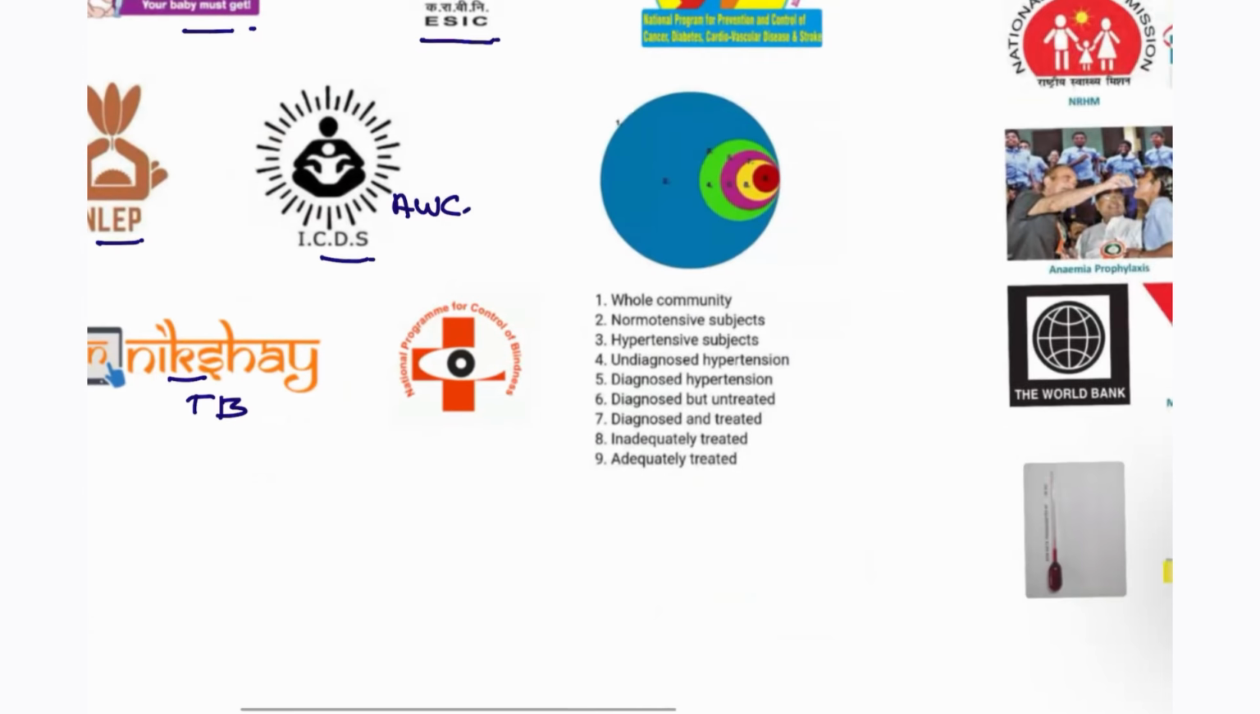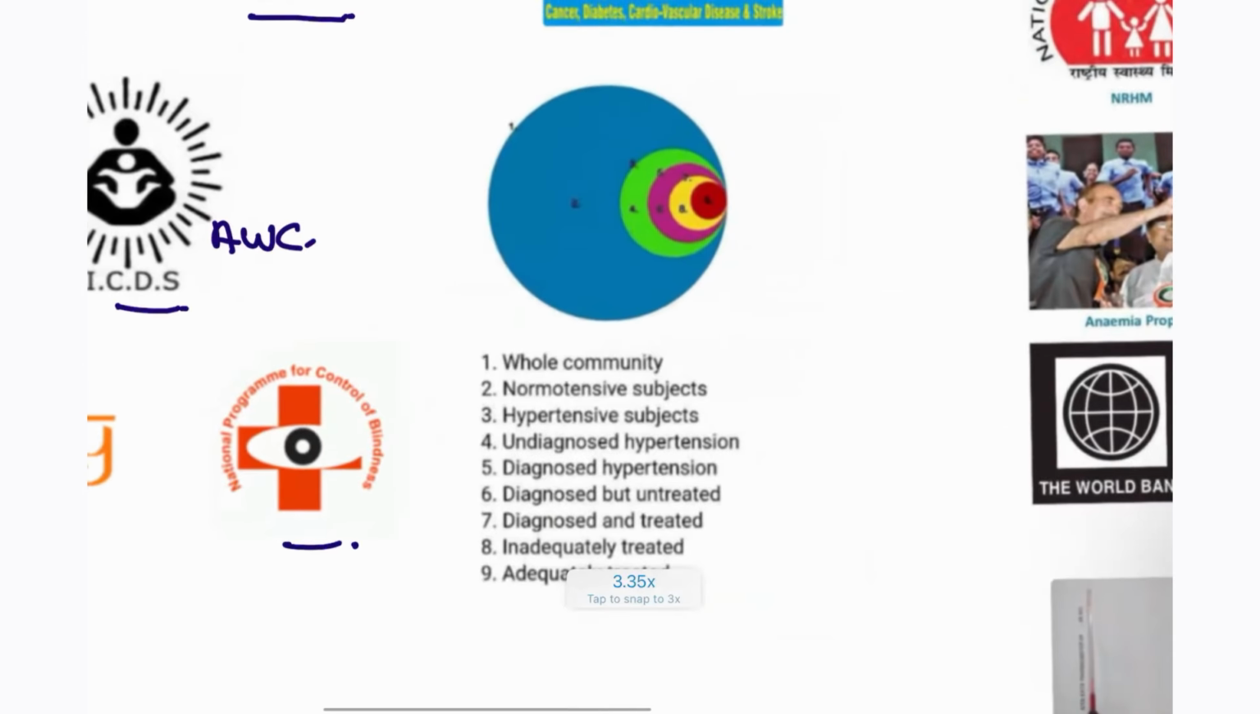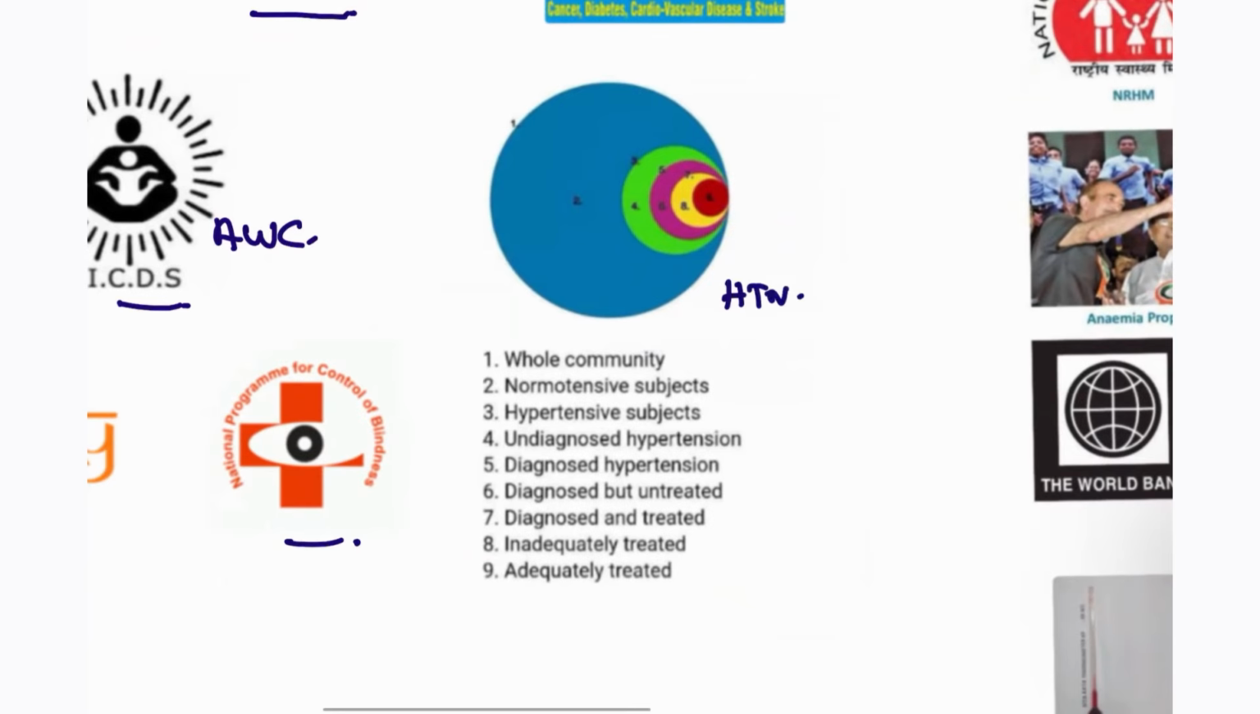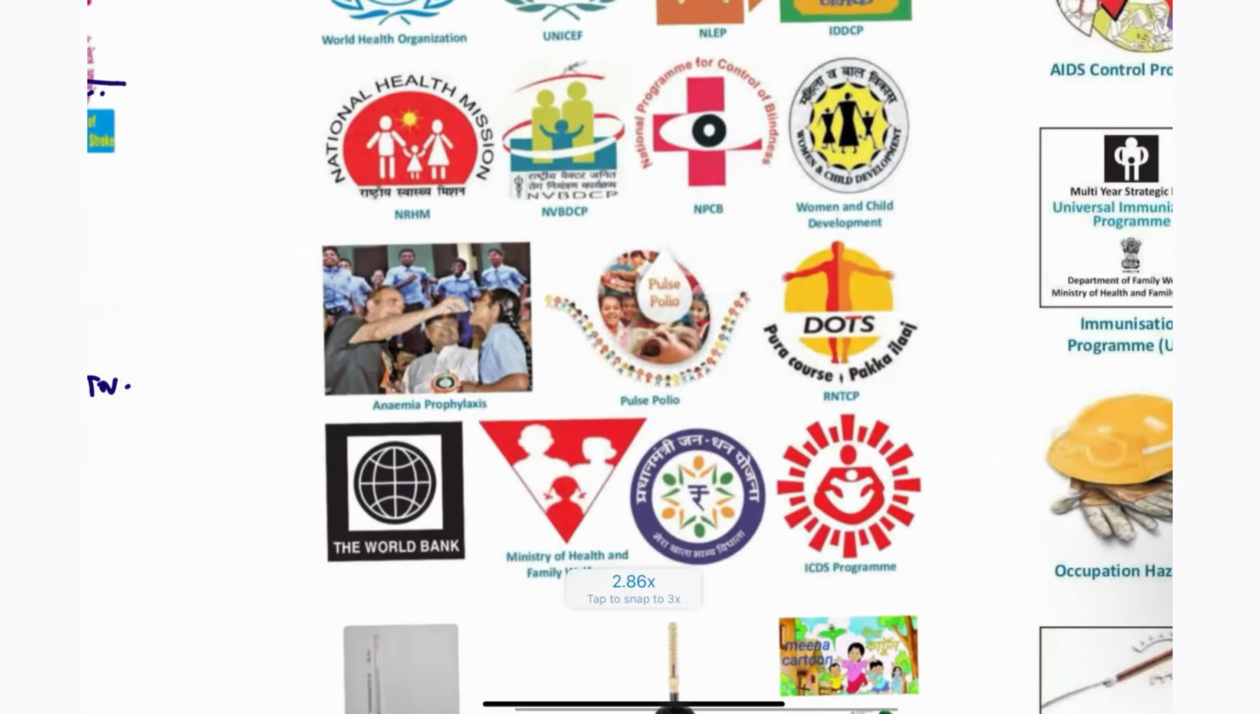And here you can see this is the Vision Clinic logo, and this whole picture is for hypertension. What does this consist of? This one point is patients who are adequately treated, and this one is inadequately treated, diagnosed but not treated, and undiagnosed with hypertension, total hypertensive subjects, normotensive subjects, and the whole community. Okay.